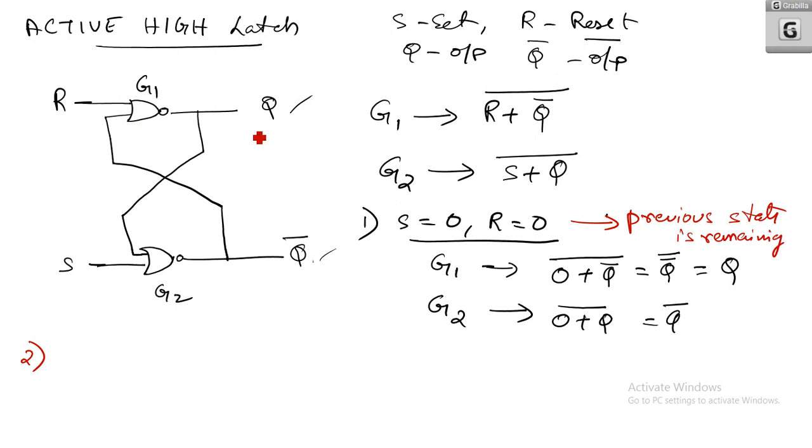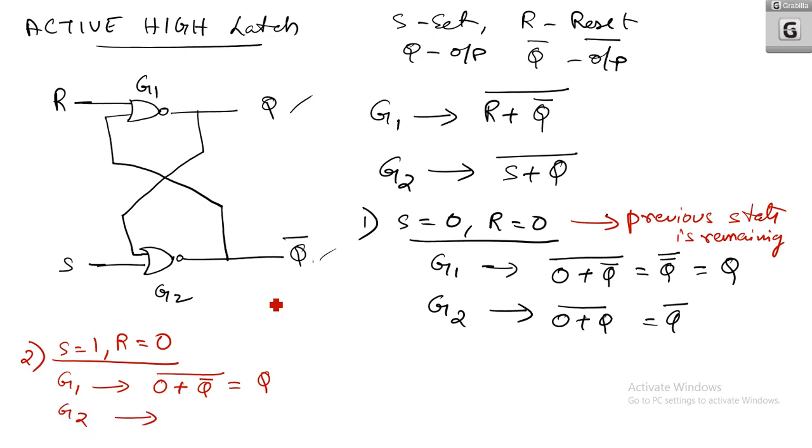Now, I am keeping S is equal to 1 and R is equal to 0. If S is equal to 1 and R is equal to 0, what is the output of gate 1? It is (0 or Q bar) the whole bar, which gives Q, no problem there. For gate 2, what will be the output? S is equal to 1, so it is (1 or Q) the whole bar. That is 1 bar, which is equal to 0.